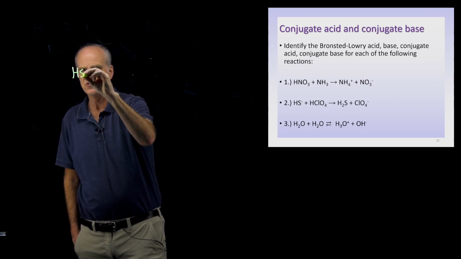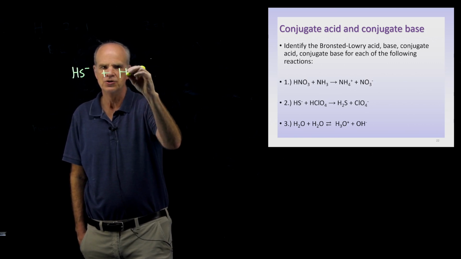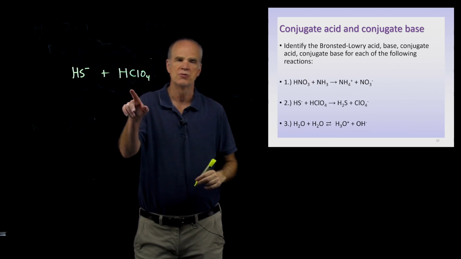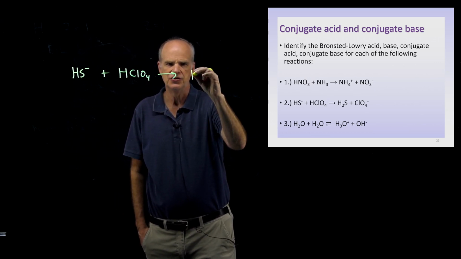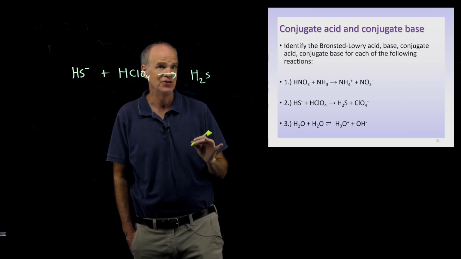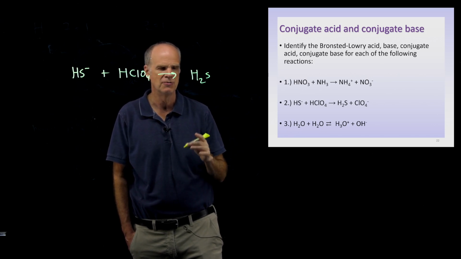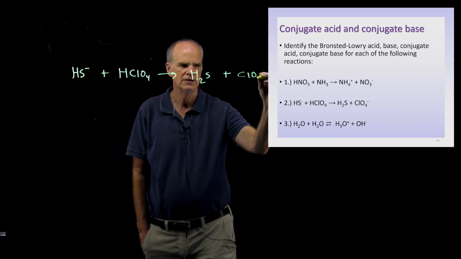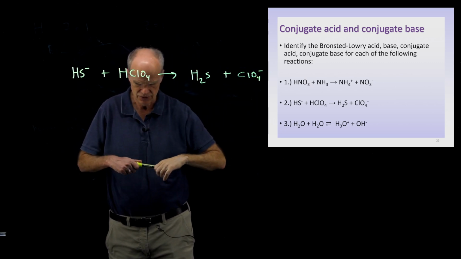We have the hydrogen sulfide anion reacting with this molecule, which is HClO4. This is called perchloric acid. And so what happens is you get hydrosulfuric acid, which, by the way, is different than sulfuric acid. This is hydrosulfuric acid. We might talk a little bit more about that later. And then here we get the perchlorate ion. Okay. So again, how do we solve this problem?